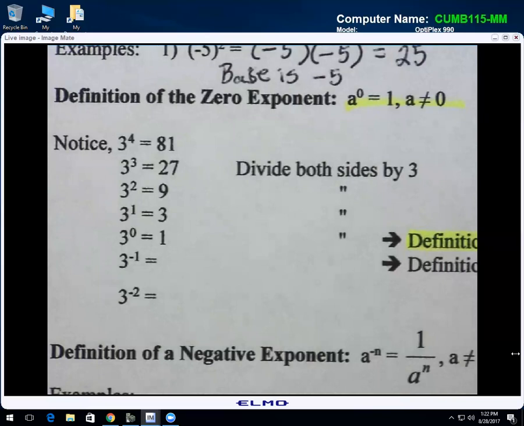If we take that pattern one step further, our exponent is down to negative 1. What about on the right-hand side when we divide by 3? If we divide 1 by 3 and just leave it a fraction, what will that fraction be? 1/3.